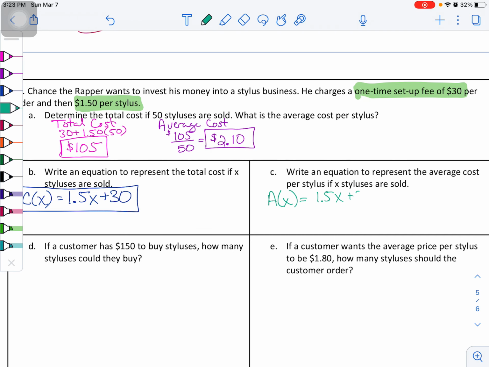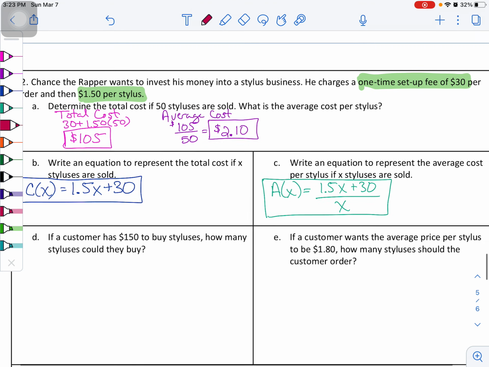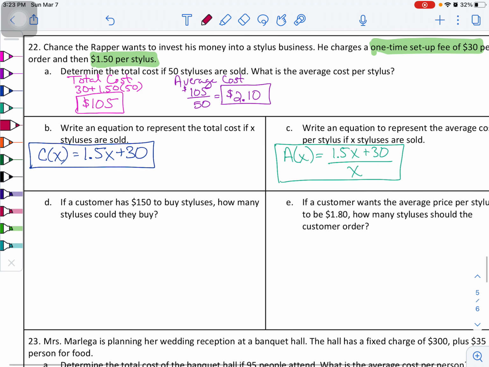Part C, average cost. So let's do A of x is equal to, I'm going to take the total cost from part B and divide it by the number of styluses sold, which is x. So 1.5x plus 30 divided by x.